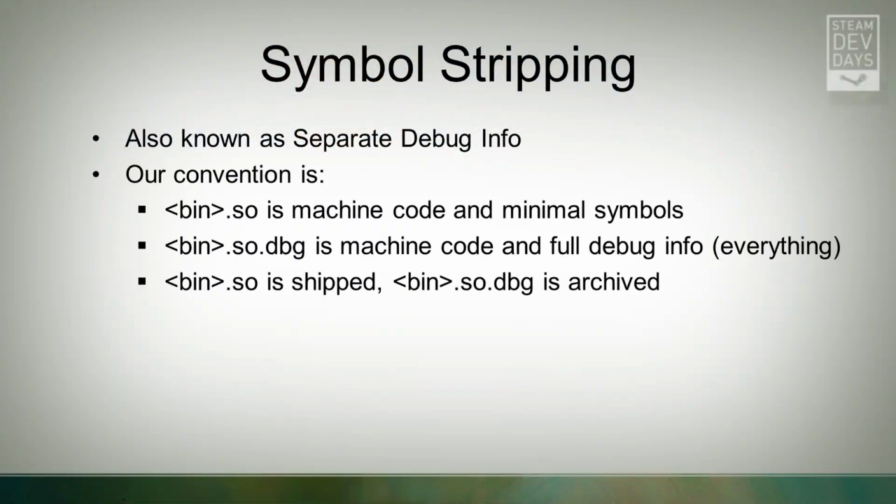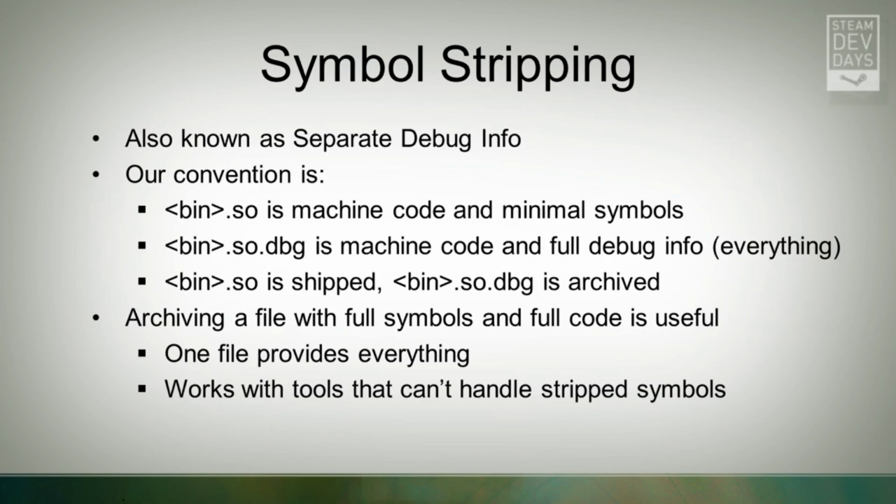On Linux, what the compiler natively does is it actually creates one file that has all the machine code and all the symbols. You then need to decide how you want to split them up. So our convention is that our .so files, our shared object files, have the machine code and the minimal number of symbols, basically exports, needed to make things work. And then we have an so.dbg file, which contains everything. It actually has the machine code and it has the debug information. So we ship the .so file, and then we just have to archive the dbg file and know that we've got everything we need.